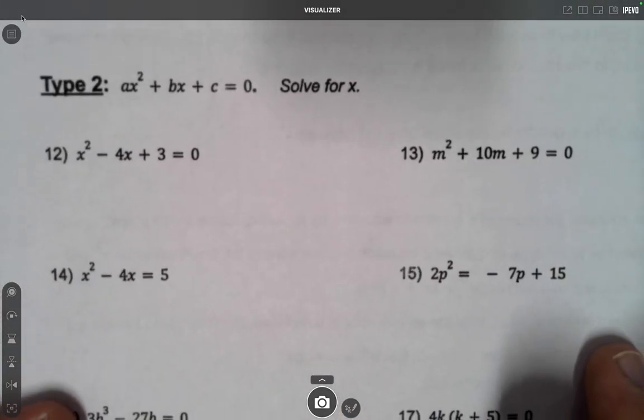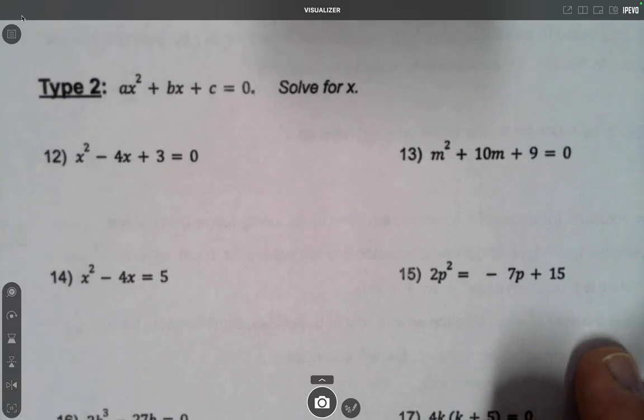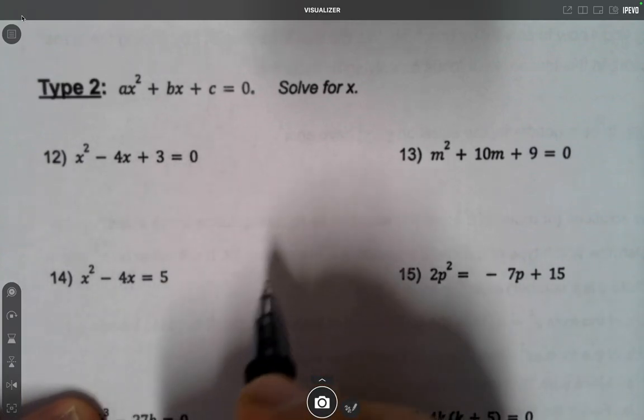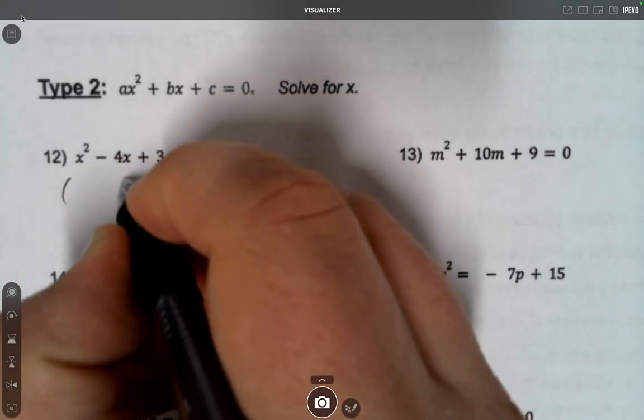Now here's the other form. So let's talk through the steps again. Make sure 0 is on one side. Check. Factor the equation. Okay?